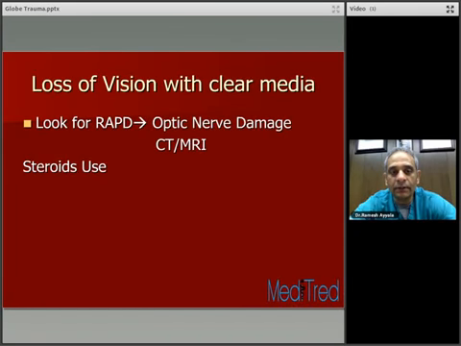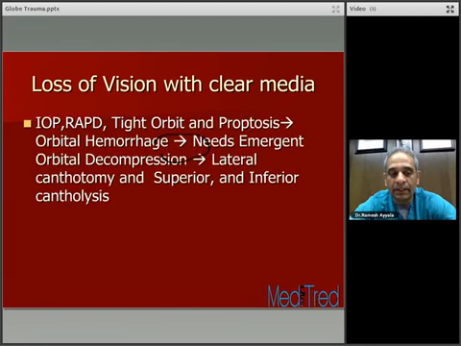Loss of vision with clear media, look for afferent pupillary defect, which indicates optic nerve damage. In that situation, do a CT or MRI. Steroids can be used in the presence of traumatic optic neuropathy. The studies are variable. Most people conclude that if the optic nerve is severely damaged, it may not help. But if the optic nerve is just contused, then the steroids may be of some help.